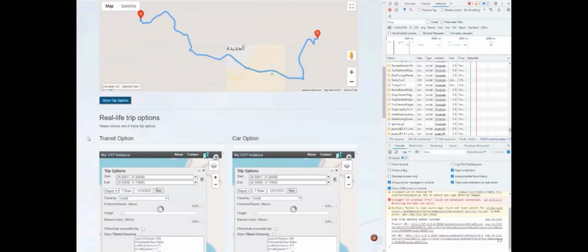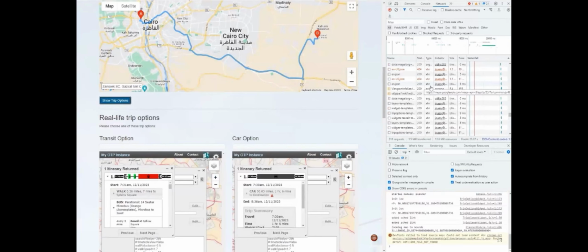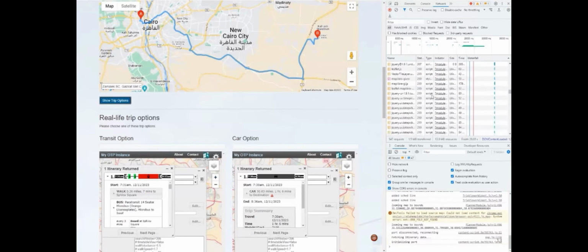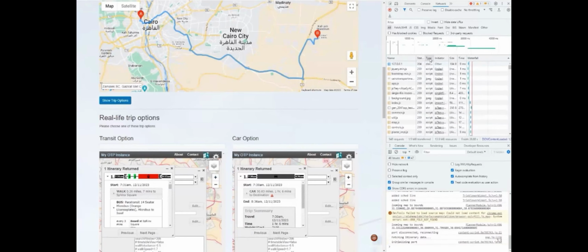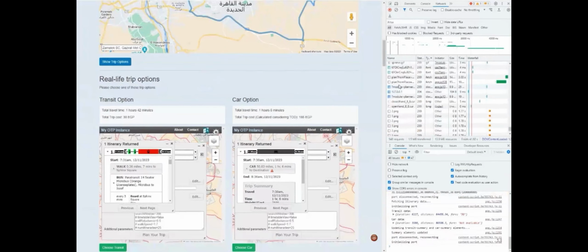Once they put in their home location and click the show button, nothing else in the survey is populated until this step. Once they click on it, the system shows them an overview of the route to the new administrative capital, and then it shows them the first part, which is real-life trip options, comparing the transit option and the car option in terms of cost, travel, and time.